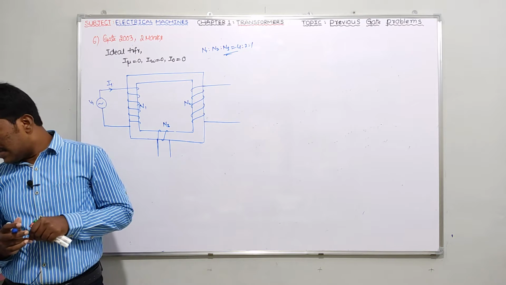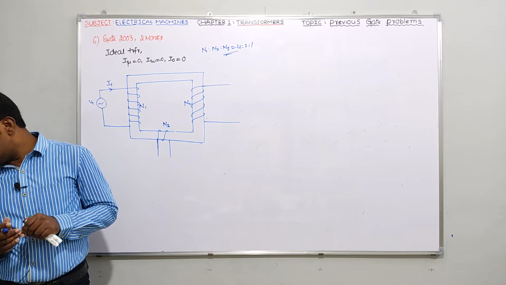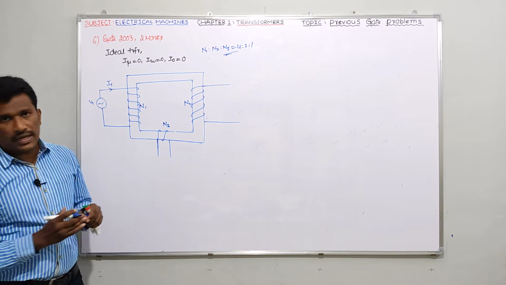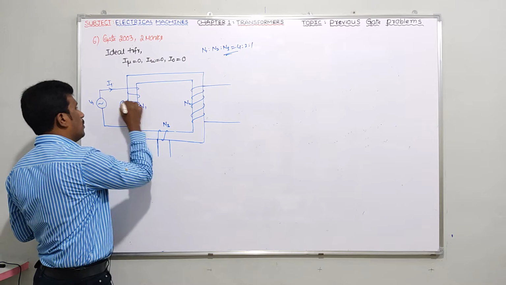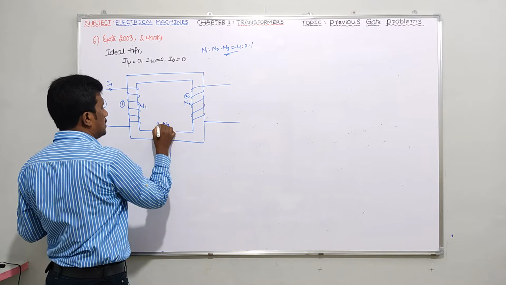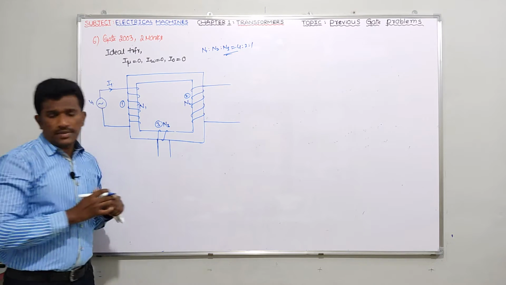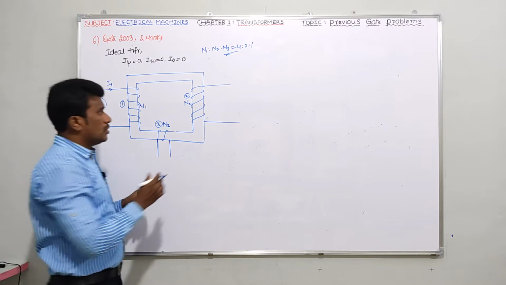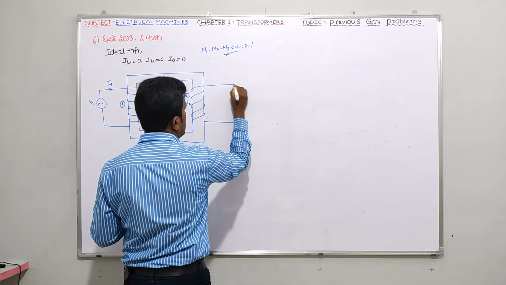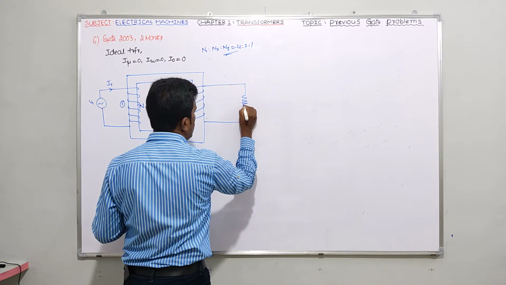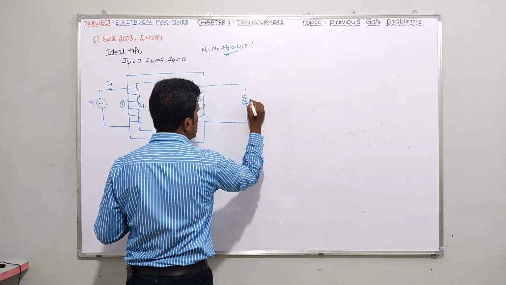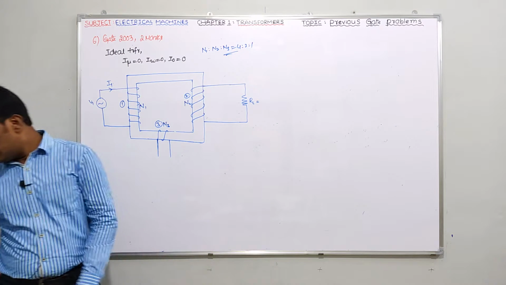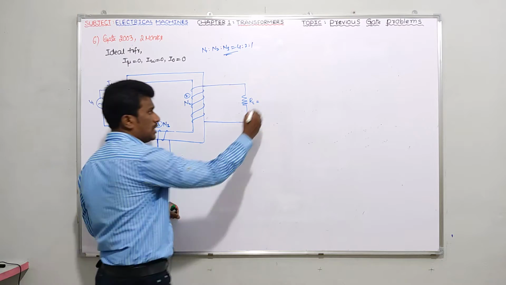Now a resistor of 10 ohm is connected across winding 2. Here he has given the winding numbering also: winding number 1, winding number 2, winding number 3. So across winding 2 he connects a resistor. What is the value? You can take it as RL value. He has given 10 ohm connected across winding number 2.